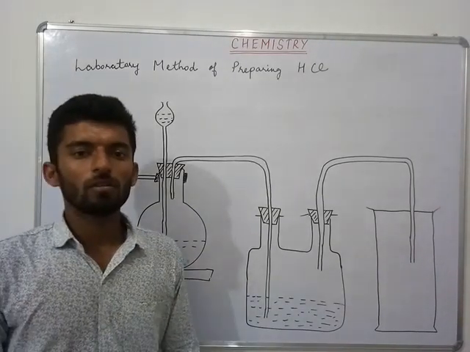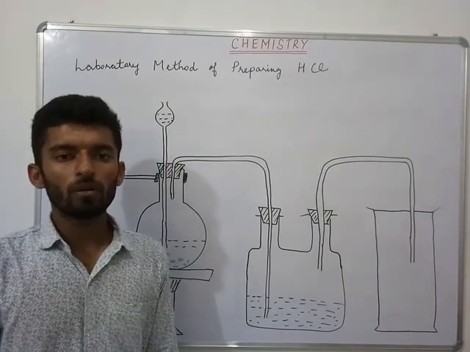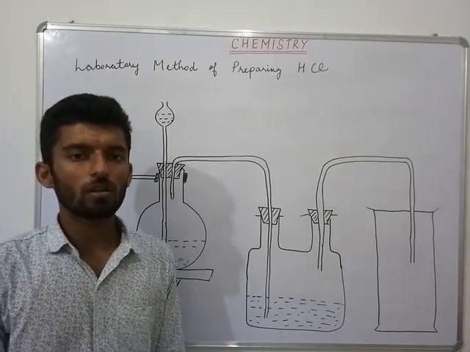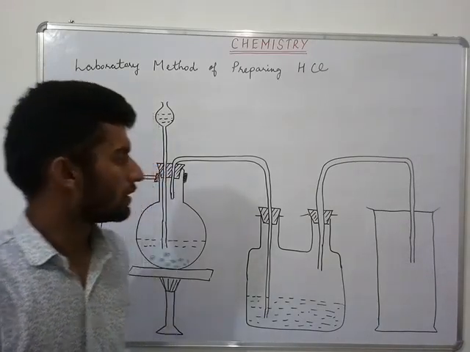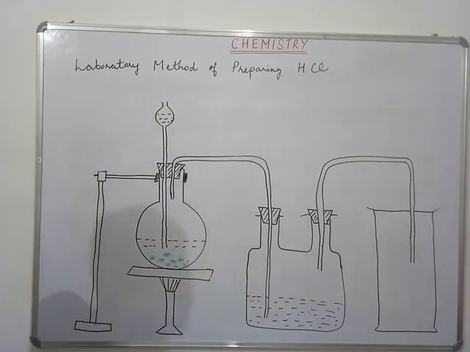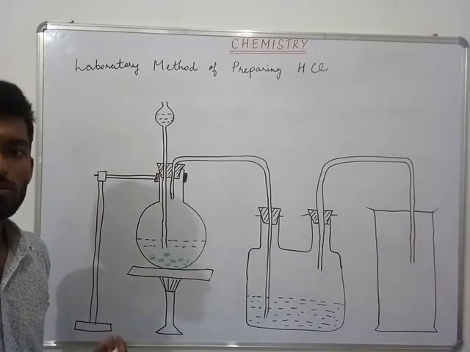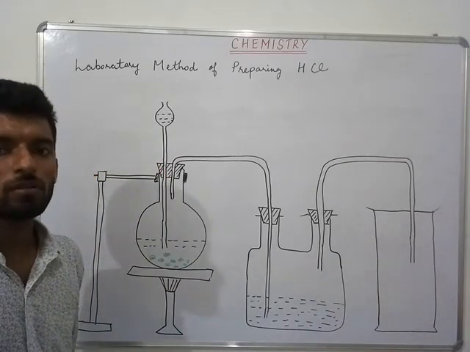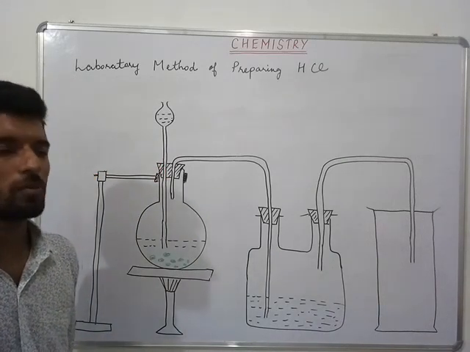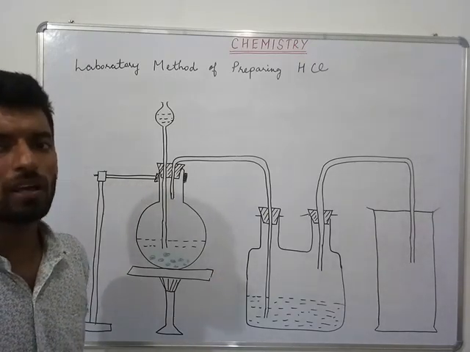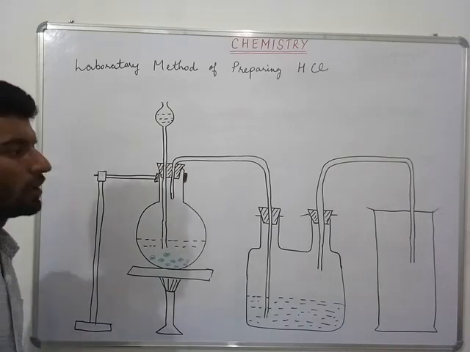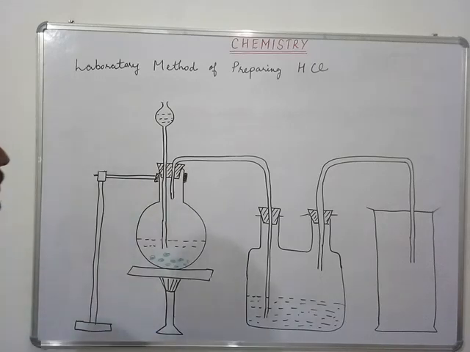Okay, so the important topic we have to discuss here is the laboratory method of preparing HCl. This one is a general setup I have drawn for you. Using this setup, HCl gas is prepared in the laboratory and further converted into hydrochloric acid. How it is prepared, we have to understand very carefully.